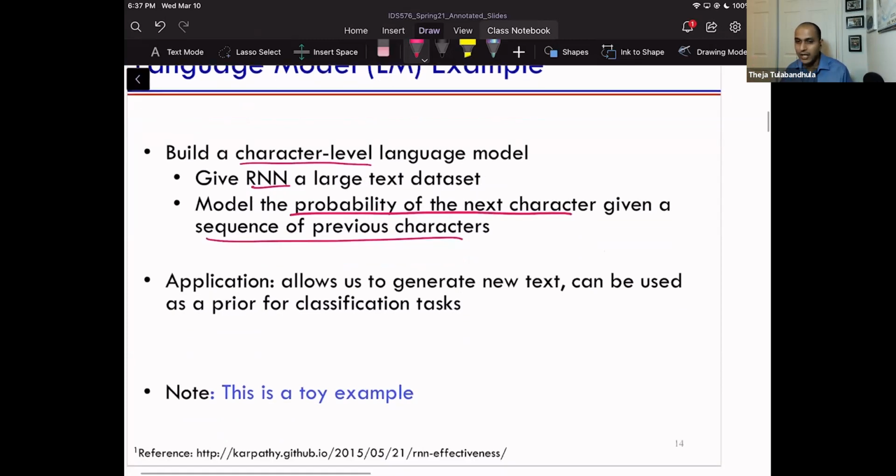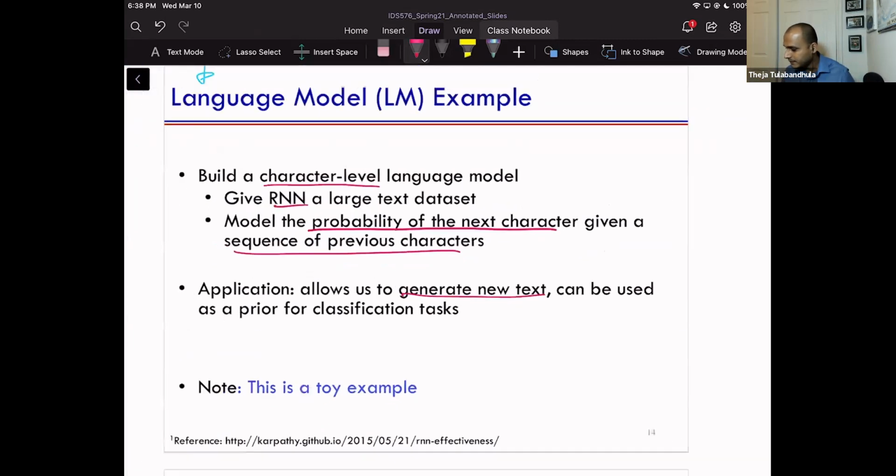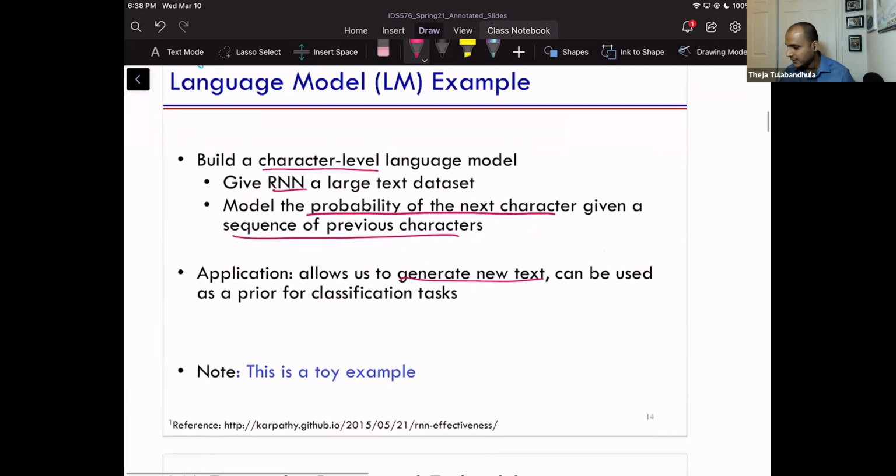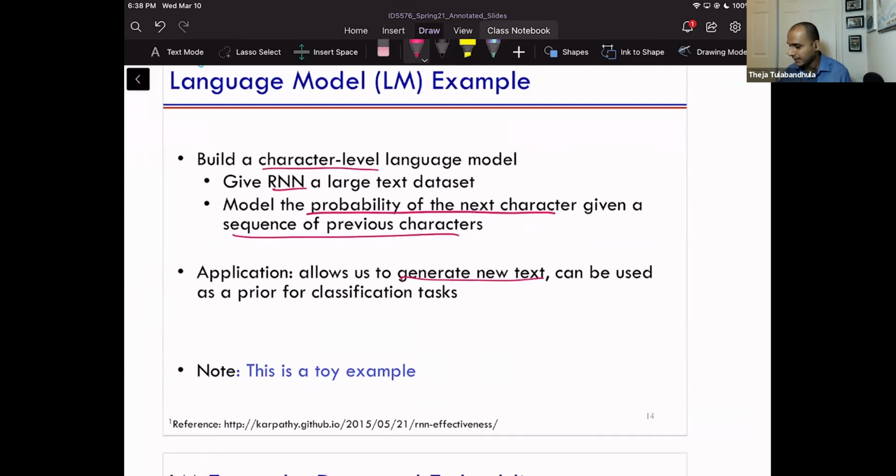And of course, if you have such a model, then you can generate new text, because once you have a probability of what's the next word, you can sample from that and get that next word. Now you have a longer list of words, and then use that longer list to produce the next word and so on. This is the example if you have a character level language model.